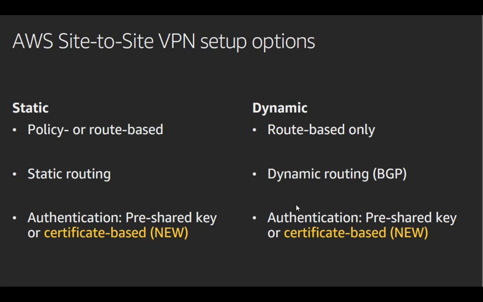It supports authentication. You can have pre-shared keys, and you can now also use certificate-based authentication. This is also supported now. With dynamic, it is route-based only, so you do not have policy-based routing. Dynamic supports a dynamic routing protocol like BGP, Border Gateway Protocol, and it supports authentication like static. So you can have a pre-shared key or certificate-based authentication for your IPsec VPN tunnel.